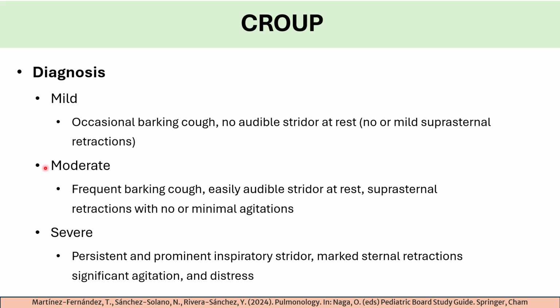Classification of croup is very critical to know. Mild cases of croup, this is the most common: occasional barking cough, no audible stridor at rest, no or mild suprasternal retractions. Moderate cases: frequent barking cough, easily audible stridor at rest, suprasternal retractions with no or minimal agitation. Severe cases of croup: persistent and prominent inspiratory stridor, severe suprasternal retractions, significant agitation and distress.